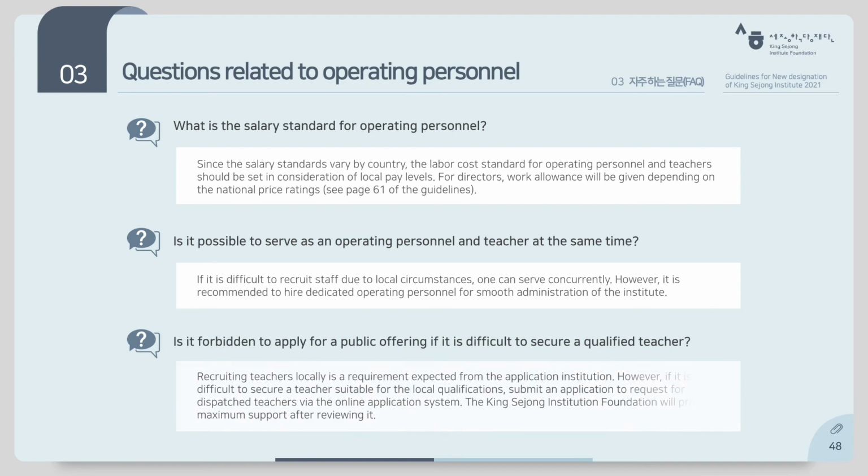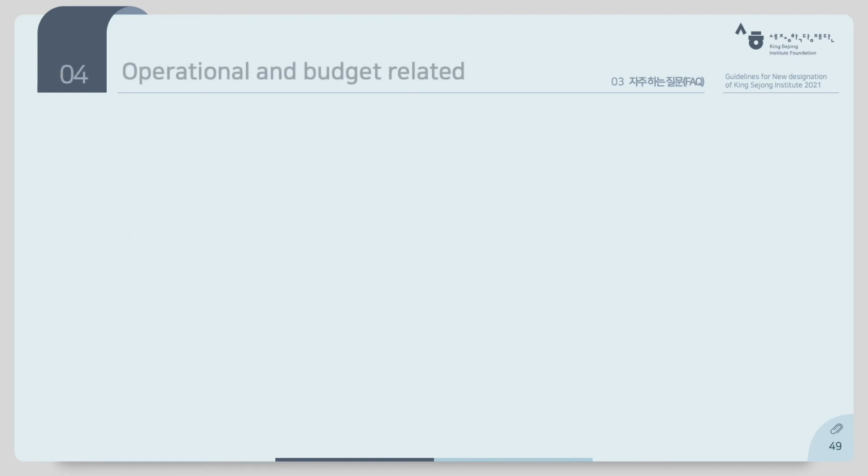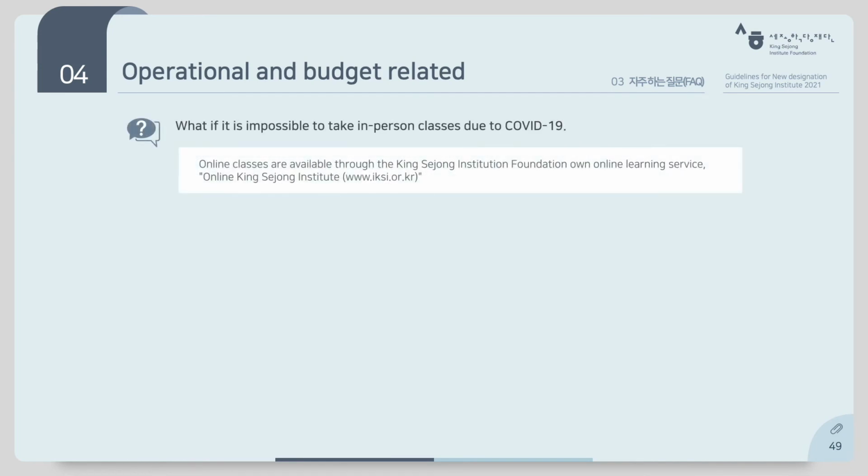In addition, if it is difficult to secure a qualified teacher, the Foundation plans to provide maximum support after reviewing the application for a dispatched teacher from the King Sejong Institute Foundation. Finally, let's take a look at the answers to questions related to operation and budgets. If in-person classes cannot be held at King Sejong Institute due to the spread of COVID-19, online classes can be opened and operated through the online King Sejong Institute, an online learning service operated by the King Sejong Institute Foundation.